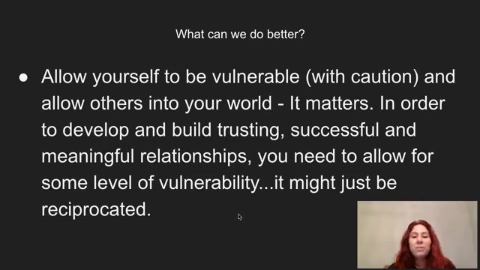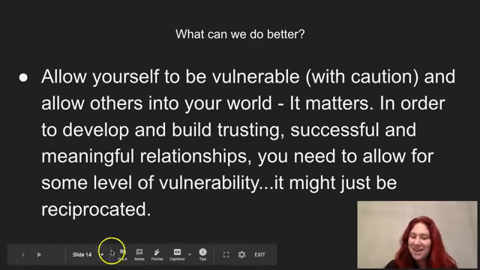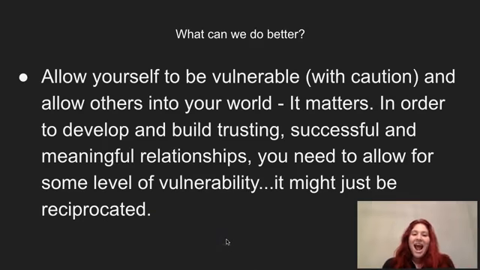In order to develop and build trusting, successful, and meaningful relationships, you need to allow for some level of vulnerability. It might just be reciprocated. So a relationship can be mutually beneficial and wonderful, and there are wonderful things you can do if you can build trust.